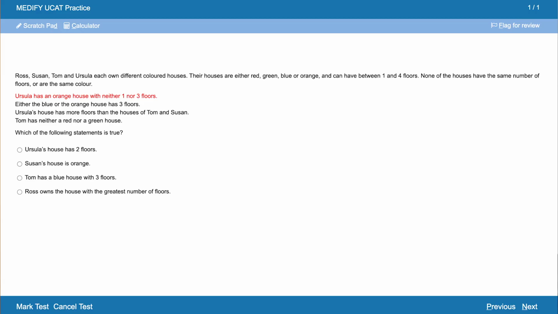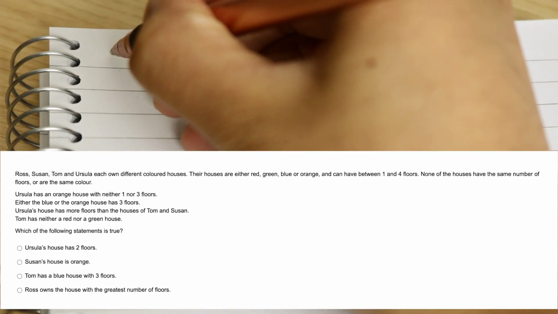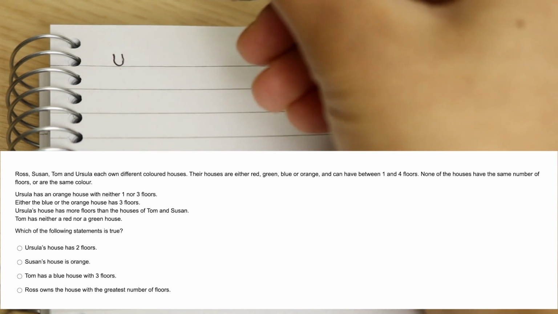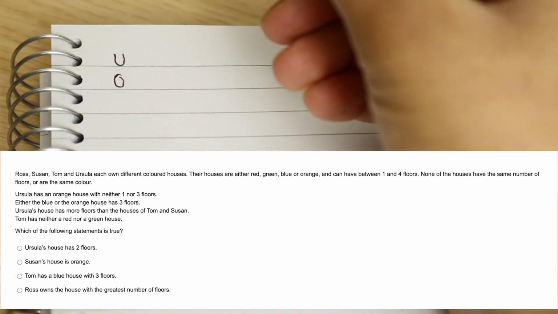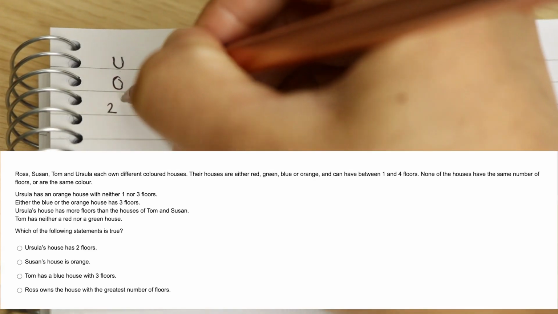Ursula has an orange house with neither 1 nor 3 floors. So I would write the letter U to represent Ursula, and then underneath it I would write the letter O to represent orange house. And it's told us that her house doesn't have 1 or 3 floors, therefore it must have 2 or 4 floors. So here for now I would write 2/4.